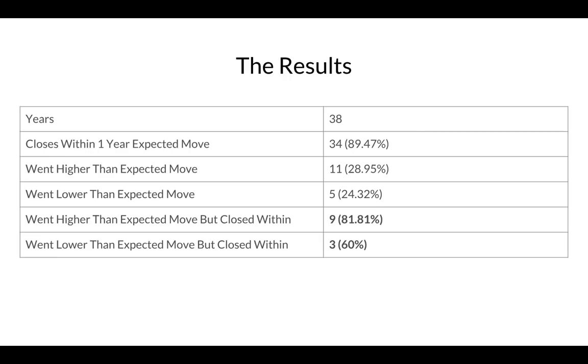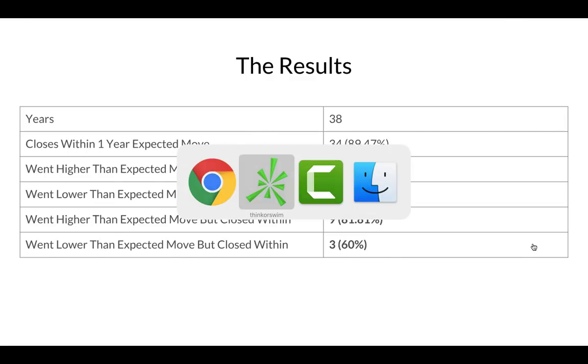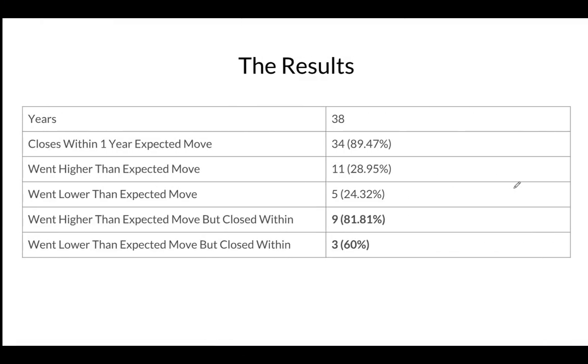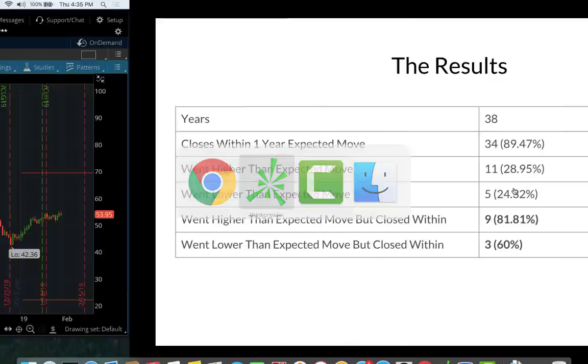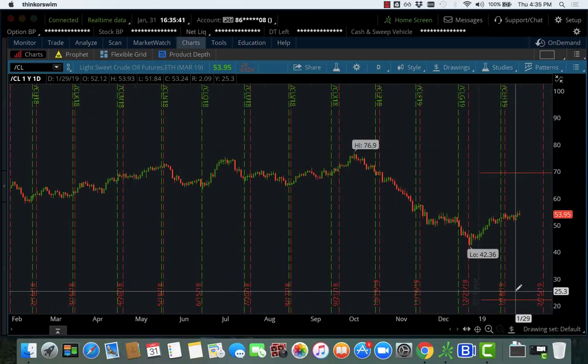Now the results are probably even more impressive than the test we did in the S&P 500, because over the last 38 years, crude oil closed within its 1-year expected move 89.47% of the time. Now, on top of that, it only went higher at any point in time during the year than the high end of the range for its 1-year expected move, right? So, for example, above this red line, only 28.95% of the time. And it only went lower than the low end of the range for the expected move 5 times, being 24.32% of the time. So below this level, for example.